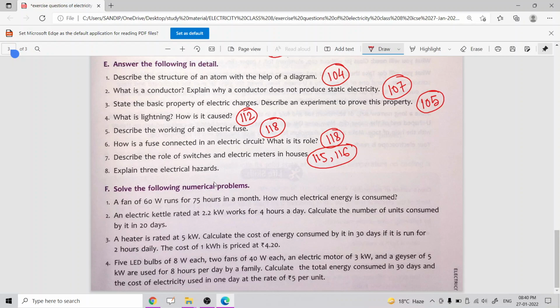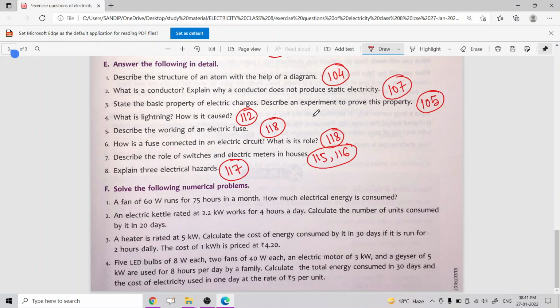Now the next one is, explain three electrical hazards. We also discussed it, and you will get the answer from page number 117. Three electrical hazards are basically short circuit and overloading. Also we get different types of electrical hazards. And now we move to the next one, that is numerical problems. Also electrical hazards: overloading, short circuits, and you can say electric shocks also.